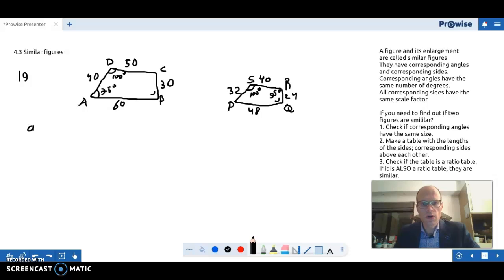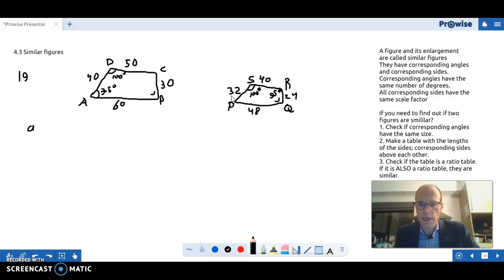If you take a look over here, then angle D and angle S look the same, so it's a corresponding angle. The same with P and Q, and you also have sides that look the same. So for instance, AD and PS look the same, so that's a corresponding side as well.